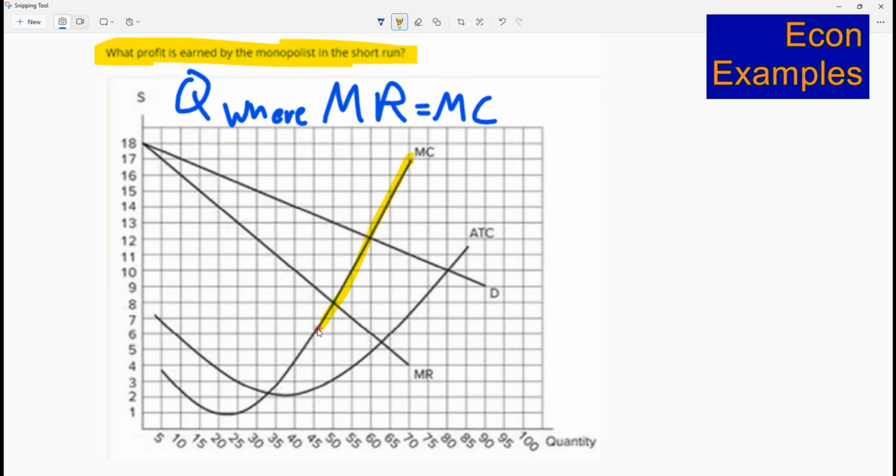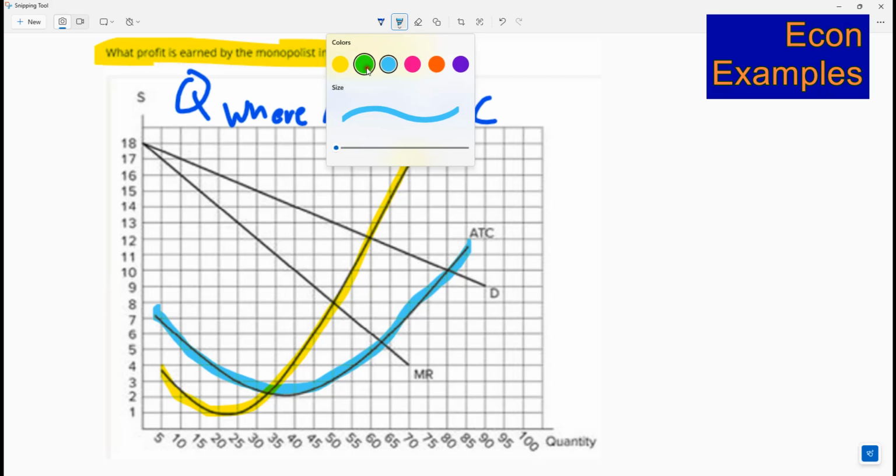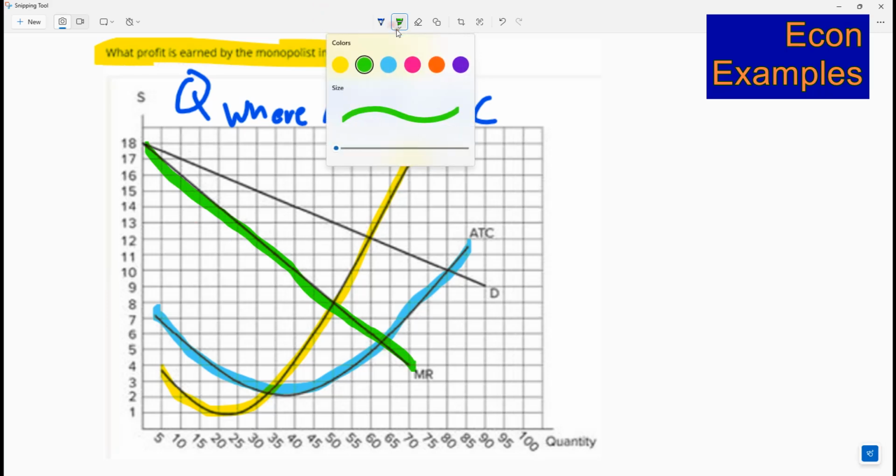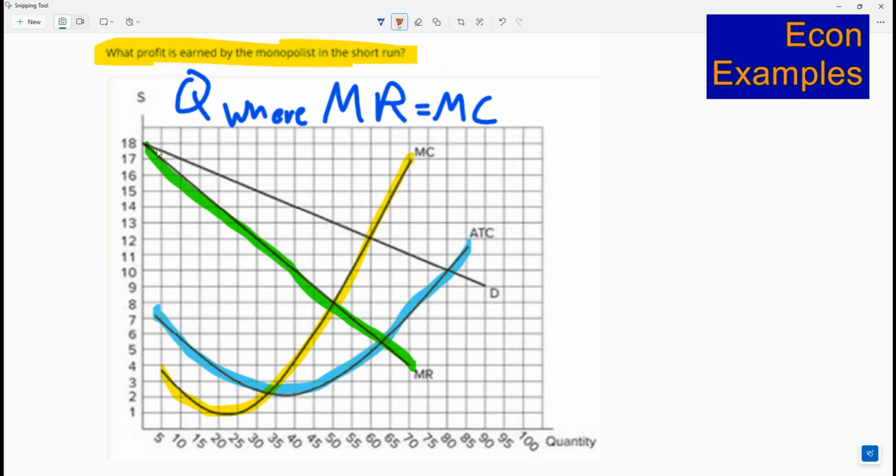For some people, these lines are all black and white. So let's color the marginal cost yellow. Let's color average total cost blue. Let's color marginal revenue green. See, it's much easier to see now that we got different colors. They're popping, right? And we'll do orange for demand. Okay, much easier to see.